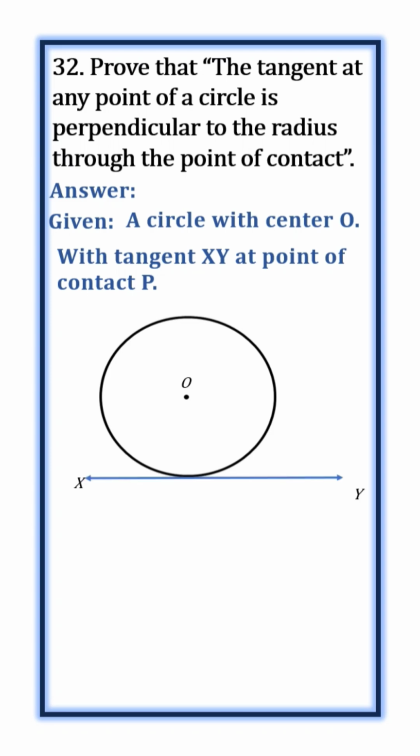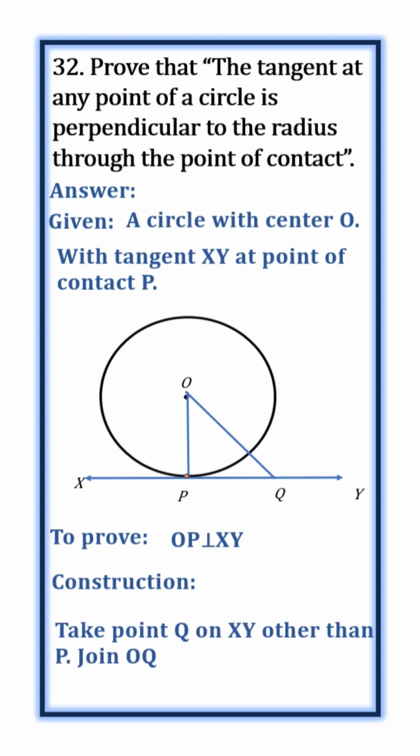To prove, what to prove? OP is perpendicular to XY. Now let us do some construction. What do we have to construct? Let us plot a point Q on XY other than P. Observe the figure, you will understand. Join OQ.